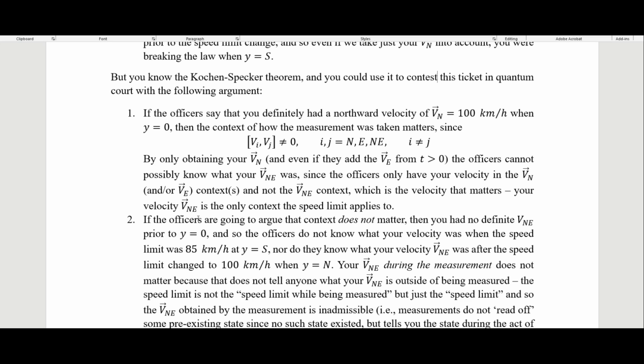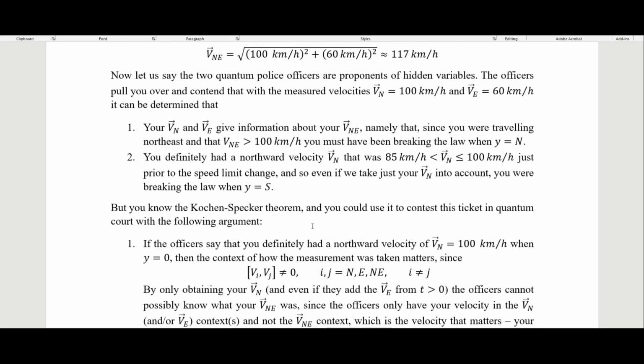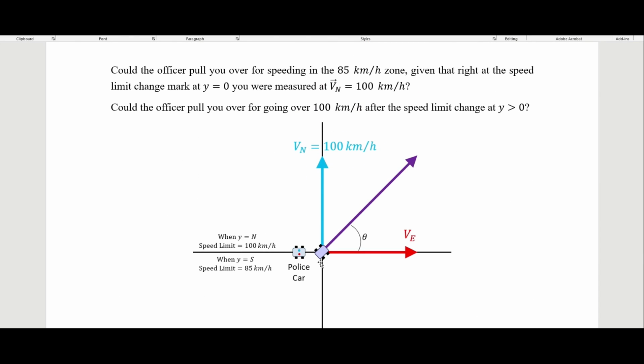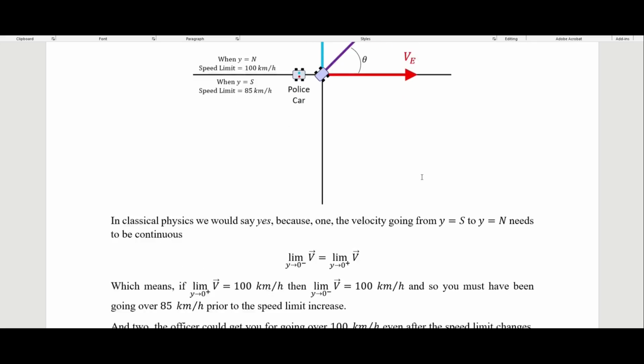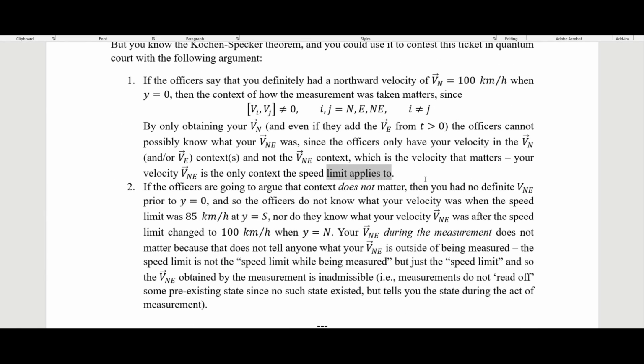So your velocity in the northeast direction is the only context the speed limit applies to. Since these are contextual, the speed limit, looking back at this, only applies to this purple direction. So for the context of just the northward component or just the eastward component, the speed limit isn't applying to those. It only applies to this northeast direction here. And so the speed limit does not apply to the pure north or pure east components.